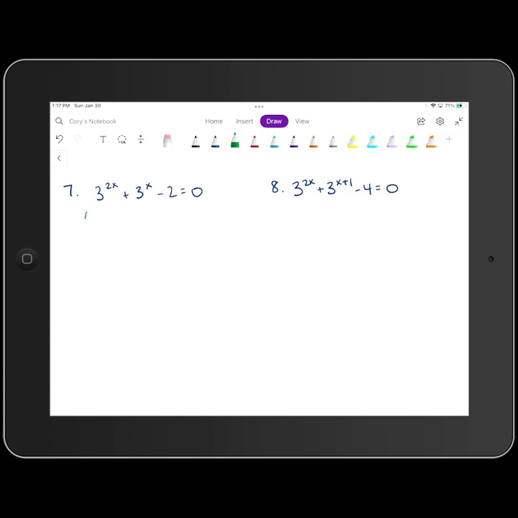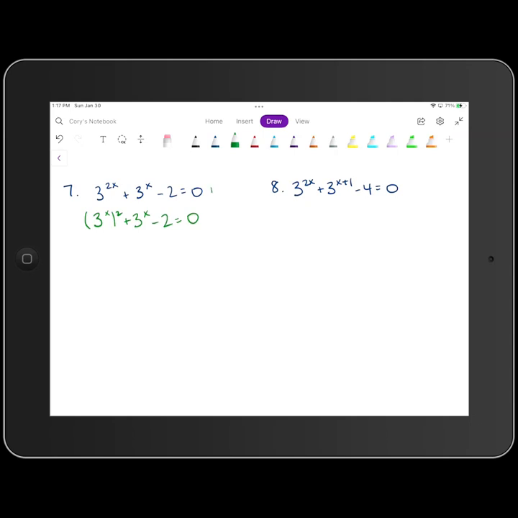Well, when I look at the first term, 3 to the 2x power, we know we multiply exponents when we have a power raised to a power. So 3 to the 2x power is equivalent to saying 3 to the x power quantity squared, plus 3 to the x power minus 2 is equal to 0.